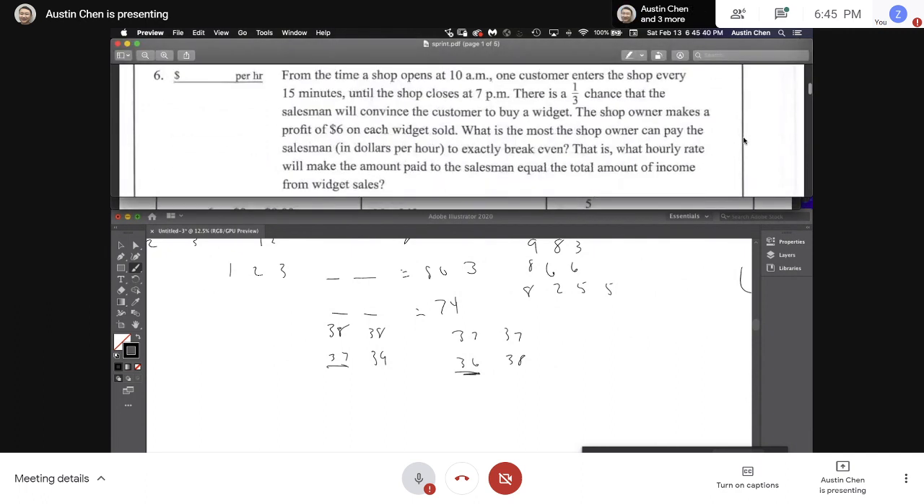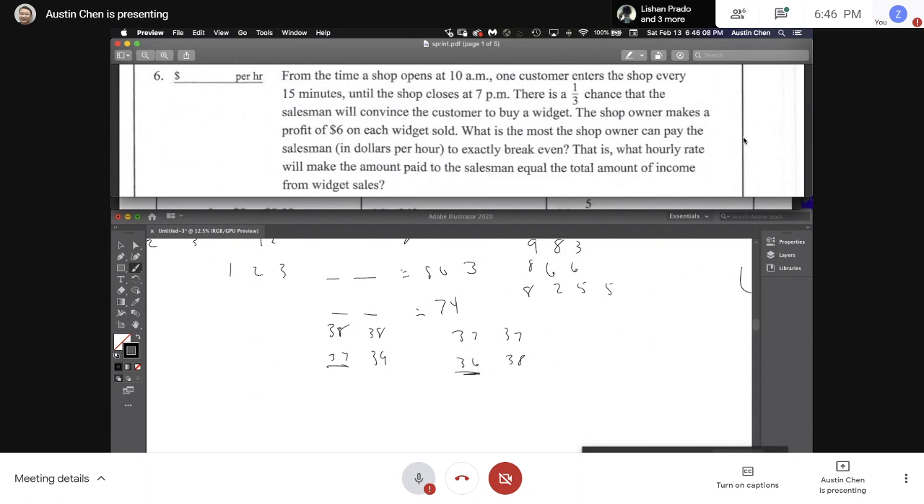Okay. From the time a shop opens at 10 a.m., one customer enters the shop every 15 minutes until the shop closes at 7 p.m. There's a one-third chance that the salesman will convince the customer to buy a widget. The shop owner makes a profit of $6 on each widget sold. What is the most the shop owner can pay the salesman in dollars per hour to exactly break even?